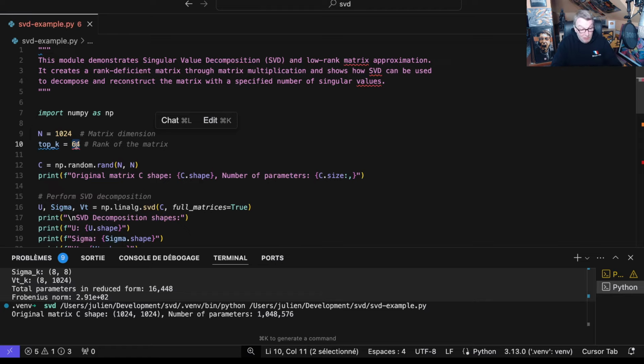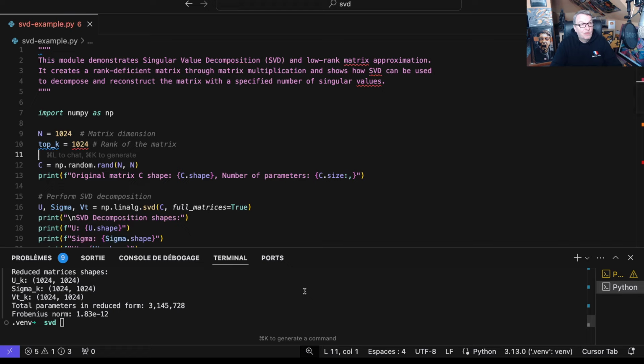And now, obviously, if we put 1024, you can guess what's going to happen. With 1024, we throw away nothing. We keep the original matrices as they are, and obviously the norm here is 0, or it should be 0, but it's, I guess, a rounding error somewhere. So, okay, now that's SVD.